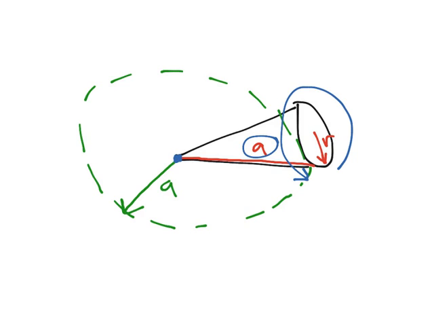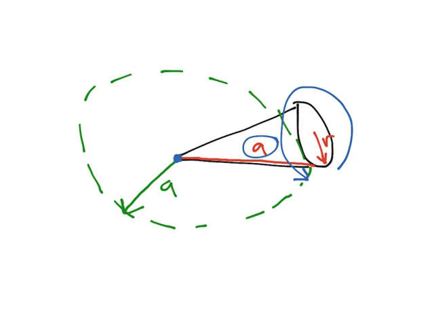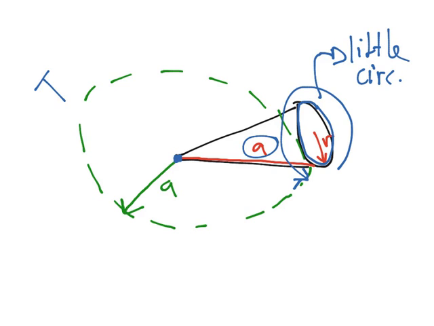So I'm going to explain to you how this surface area is figured out. So we have a circumference, let's call it the little circumference. And then we have another circumference, which is this obviously larger circumference, which we'll call the large circumference.